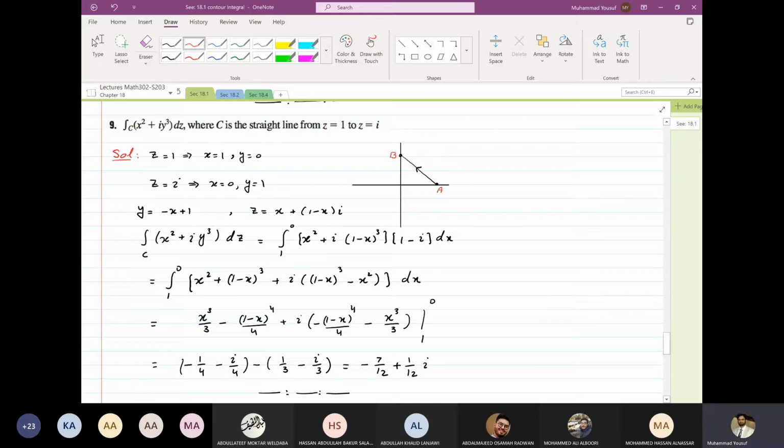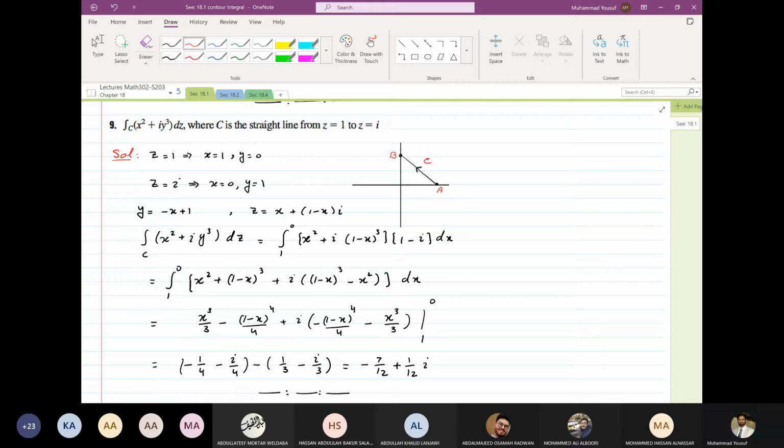Curve C. So here, the first thing is that we need to write the equation of this line, because it is a straight line. And the equation of this line is y equals negative x plus 1. When x is 0, y is 1, point B. When x is 1, y is 0, point A.